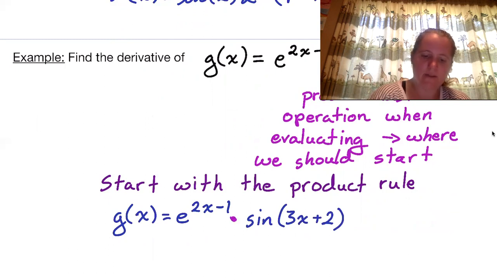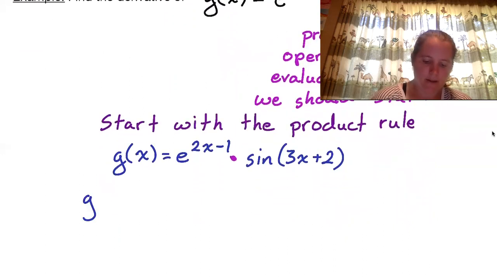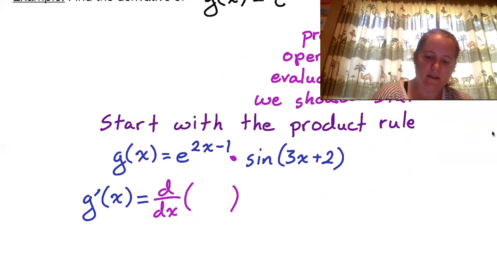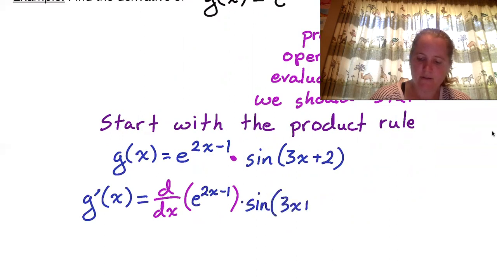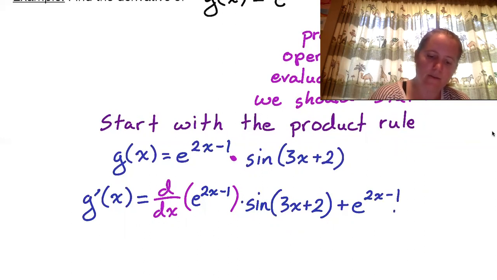So the product rule says that g prime of x is equal to, we do the derivative of the first. I'm going to do my color coding once again. So we need to take the derivative of e to the 2x minus 1, multiply by the second, sine of 3x plus 2. Then to this whole thing, we will add the first, e to the 2x minus 1. And then we multiply by the derivative of the second.